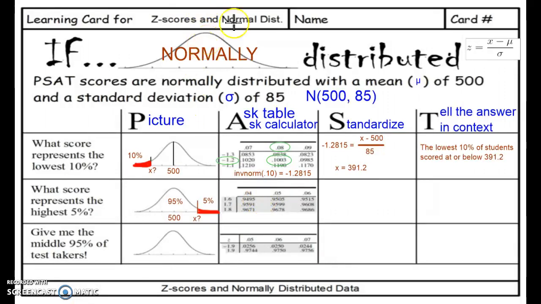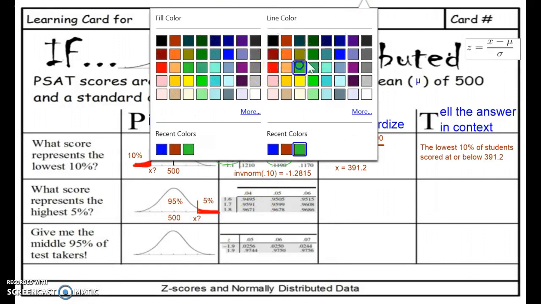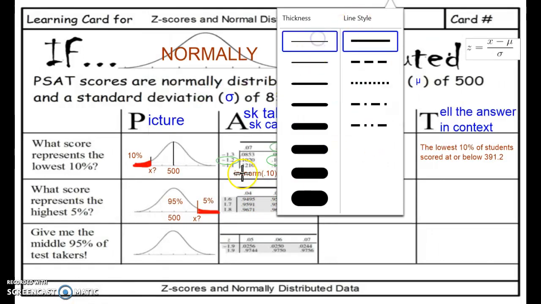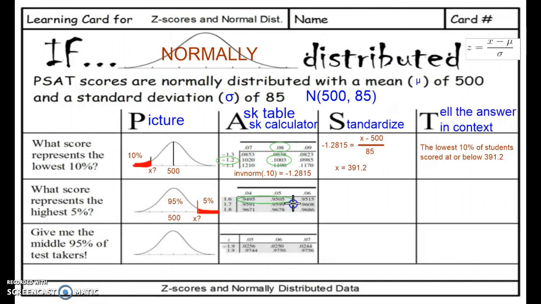So what I'm going to do is find the average between the two, right here and right here. I'm going to average between the two and go with 1.645. That's right in between 1.64 and 1.65. So I'm going to go with 1.645. If I were to use my calculator, I would go inverse norm for 0.95, and that would also give me 1.645. So I'm going to go ahead and now standardize using my z-score.